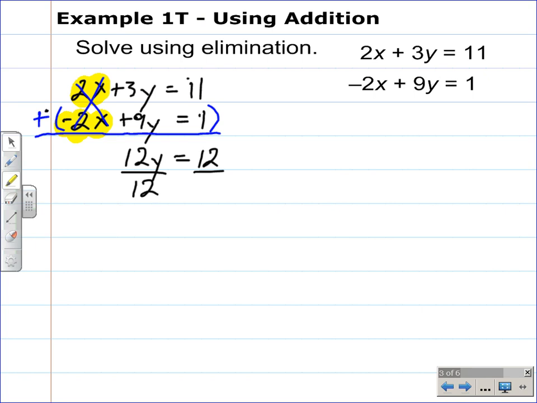And we solve it by dividing each side by 12. 12y divided by 12 leaves us 1y equal to, and 12 divided by 12 is 1. So we have the first part of our answer. We have the y coordinate.